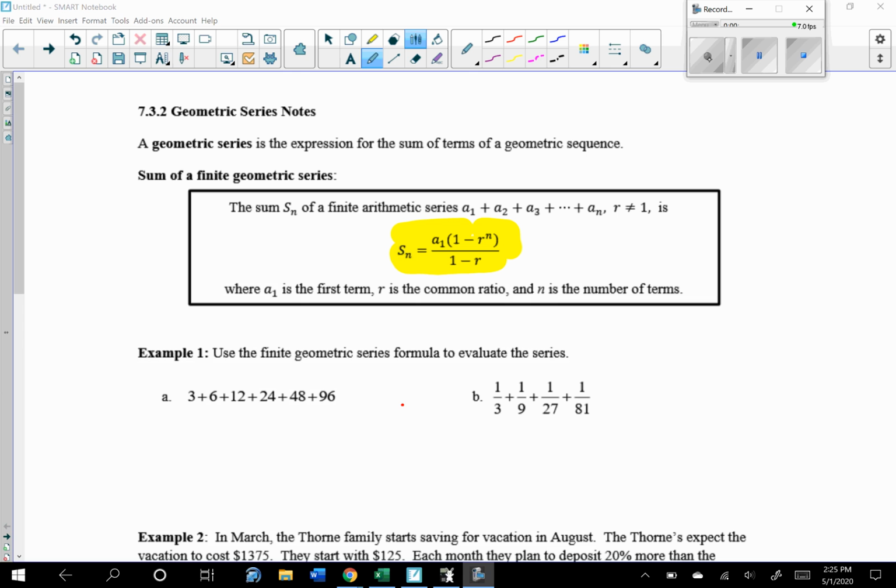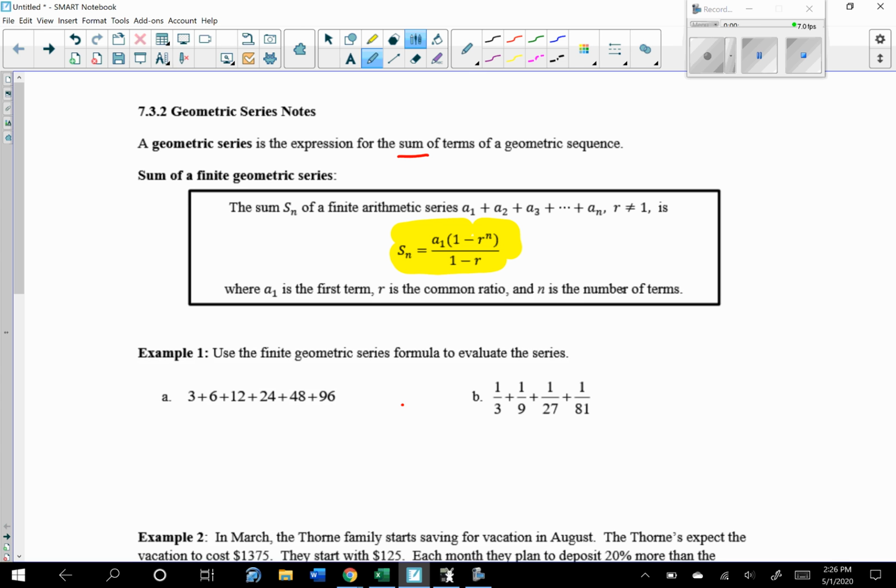Geometric series notes. A geometric series is the expression for the sum of the terms of a geometric sequence, which we've already talked about. So the sum S sub n of a finite geometric series is where you're adding up all those terms together, where your r value cannot be equal to 1. That's, remember, your common ratio. So a sub 1 is your first term, r is the common ratio, and n is the number of terms that you are trying to add together.